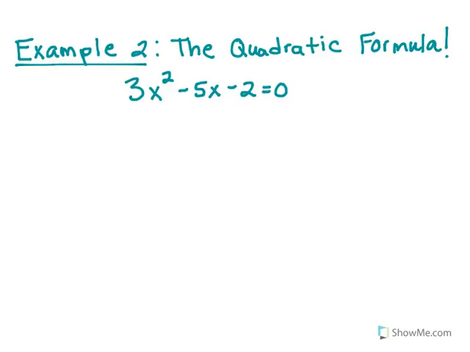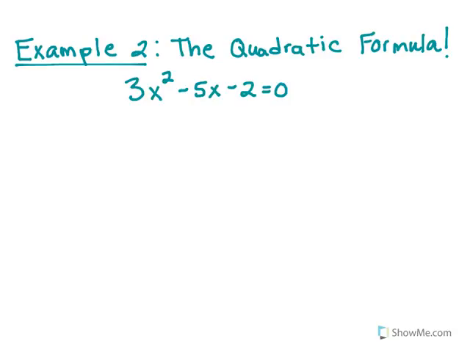This tutorial is going to show you a second example of the quadratic formula and how to use it. So our function this time is going to be 3x squared minus 5x minus 2 equals 0. Notice that this function is already equal to 0, so we don't have to move anything around at the beginning.